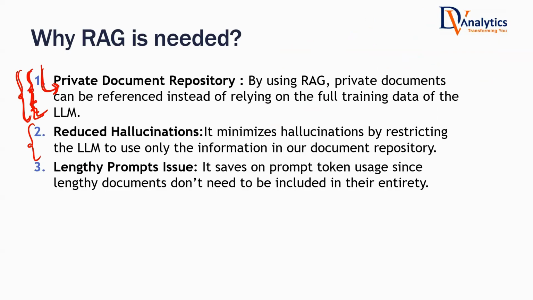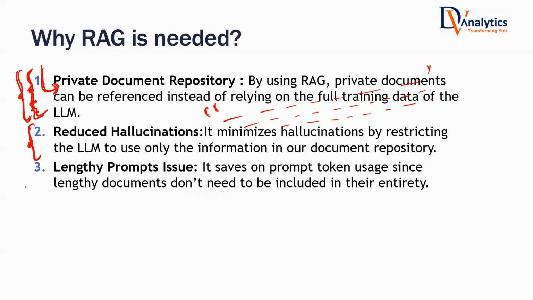Reduced hallucinations. LLMs suffer from a problem called hallucination. Instead of saying, I do not know the answer, the LLM will try to generate and give you some answer. It will hallucinate that it does know the answer. It will generate something generic, and definitely it will be a wrong answer.